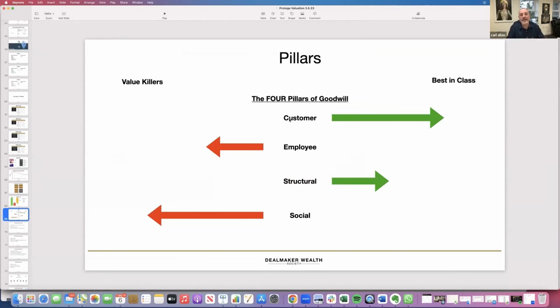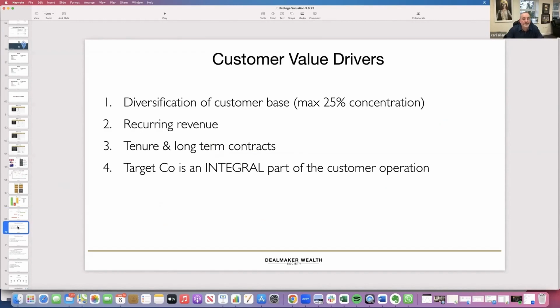If it's got great structural capital in terms of its systems and its processes and its KPIs, again, that would make it more of a best-in-class business. That would drive valuation. But then if it's got poor social capital, so a bad reputation in the market, a terrible brand, a terrible culture, that's going to kill and erode value. But we can measure all this.